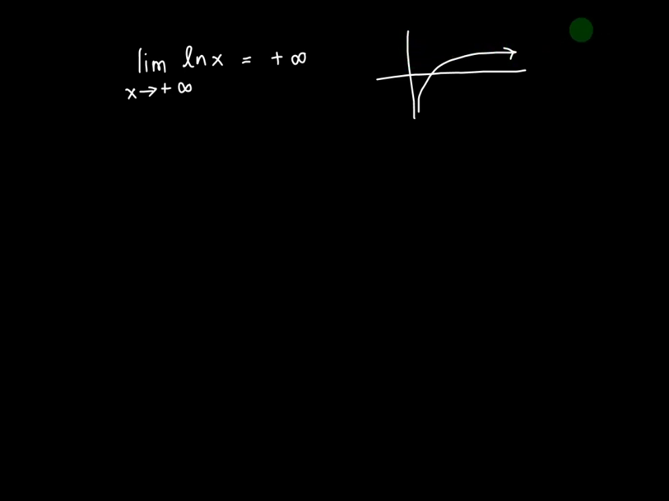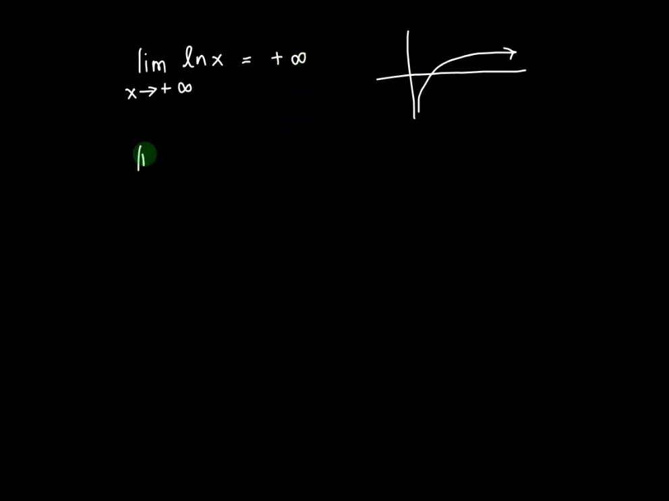How about we have the limit of ln of x as x approaches positive infinity? What will be the result? Okay? That is positive infinity, right? Because the graph of this function looks like this. Okay, like this one. As you can see, as x gets to positive infinity, what will happen to the value of y? So it gets higher and higher, right? Okay, so that's why it is positive infinity.